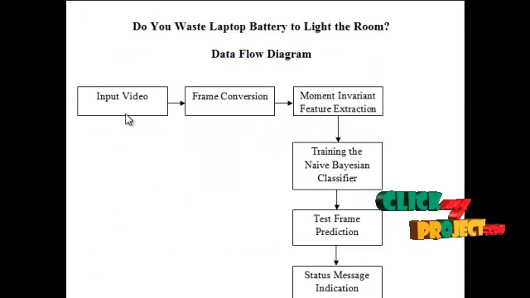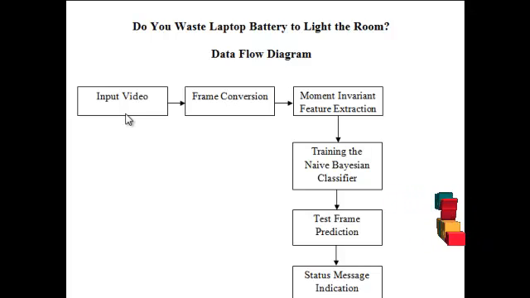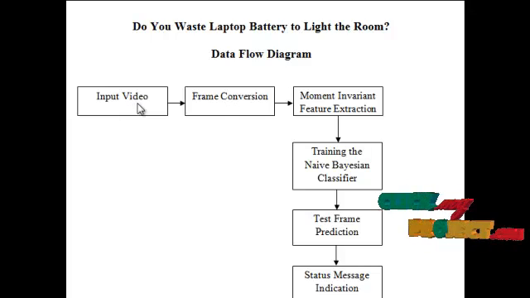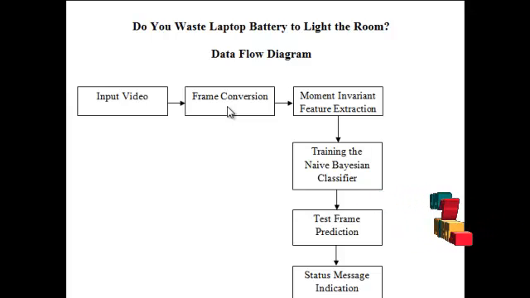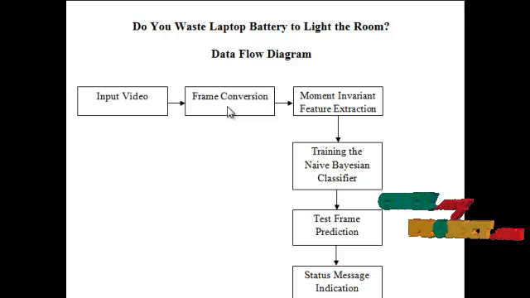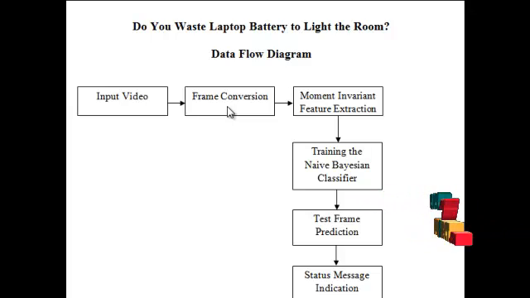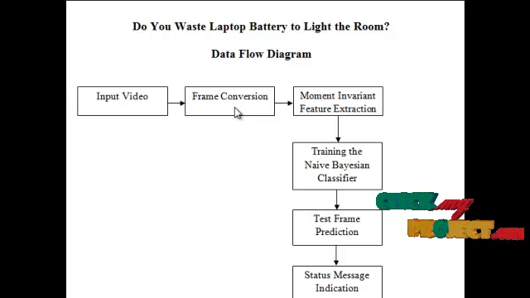Regarding the data flow diagram, you have to select an input video which was captured from a webcam and convert that into frames. Each frame has to be subjected to a face detection algorithm using the Haar face detector. After that, you have to provide the detected frames where the face is clearly detected.